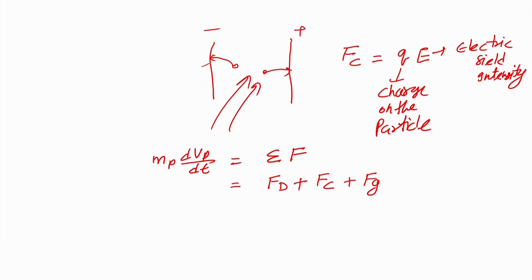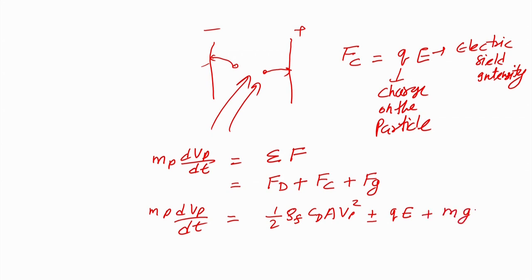plus Fg, because the particle will also move vertically downward. So, if we do that, we can write Mp dVp upon dt will be equal to half rho of fluid into Cd into A into V of particle square plus Q into E. Now, that Q into E will be plus or minus depending on the charge on the system, plus mg.